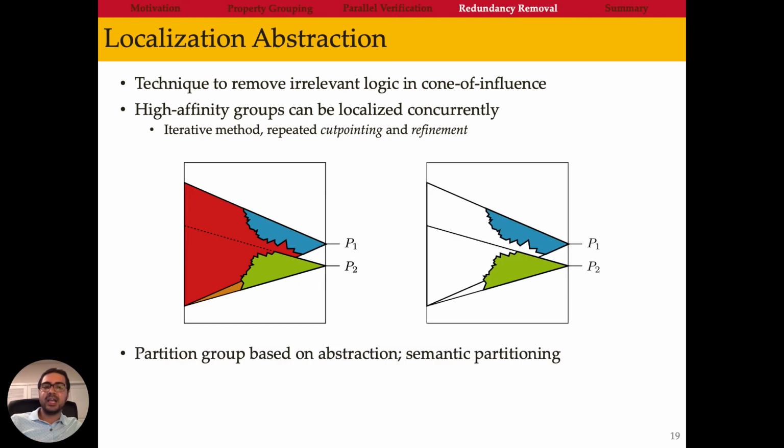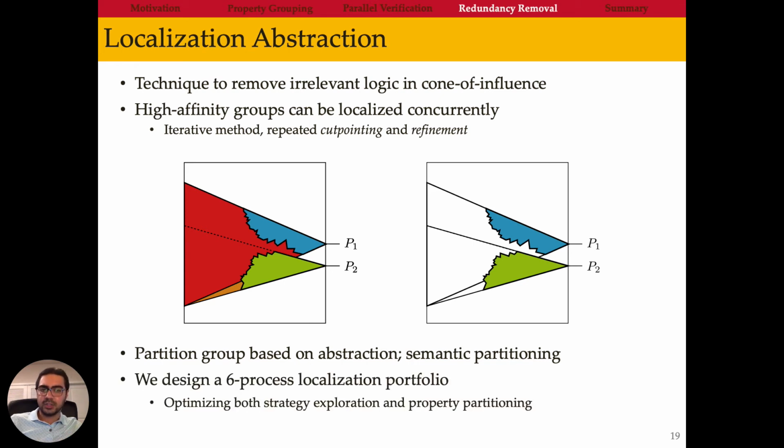For maximum scalability, a localization engine may optionally choose to semantically partition the high-affinity group based on differences in the cone of influence of the two properties P1 and P2 with respect to the abstract design learned using localization. In this work, we design a 6-process localization portfolio to solve the difficult non-inductive properties that arise in redundancy removal applications by optimizing both strategy exploration as well as property partitioning.